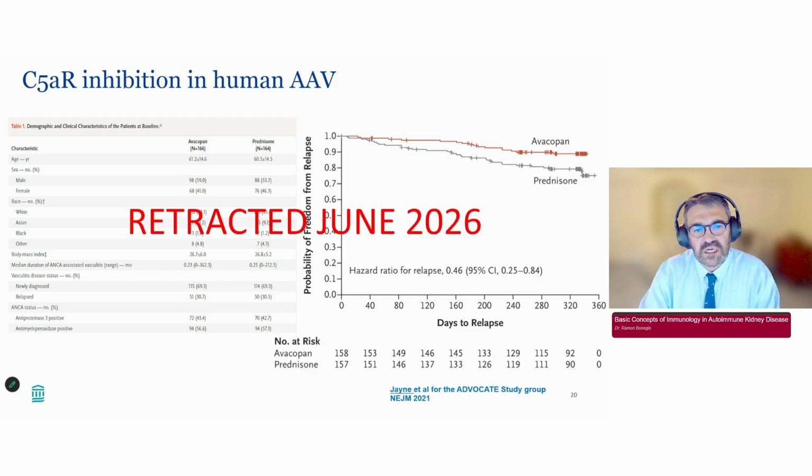This is unfortunate, but I don't want you to throw away the good science that came behind this study. I think there's very good evidence that the complement pathway is involved in ANCA-associated vasculitis, and it's mainly that chemotactic component. Okay, next slide.